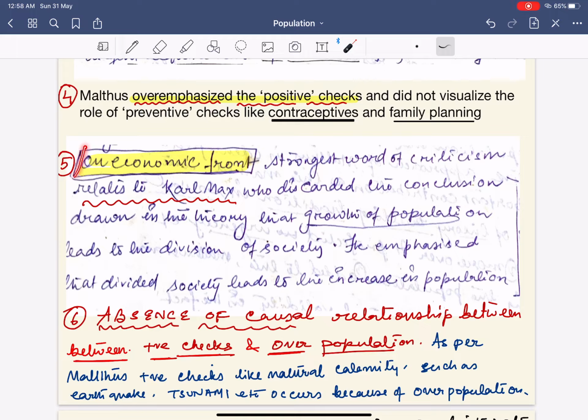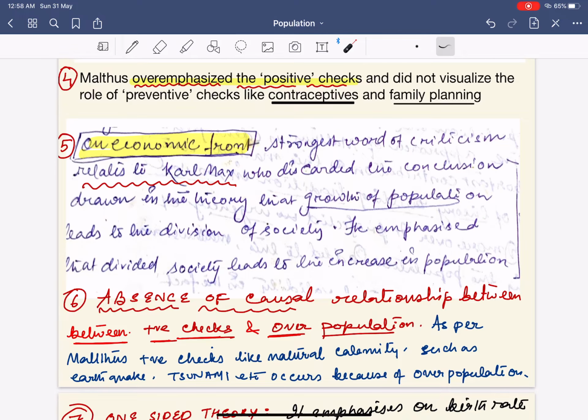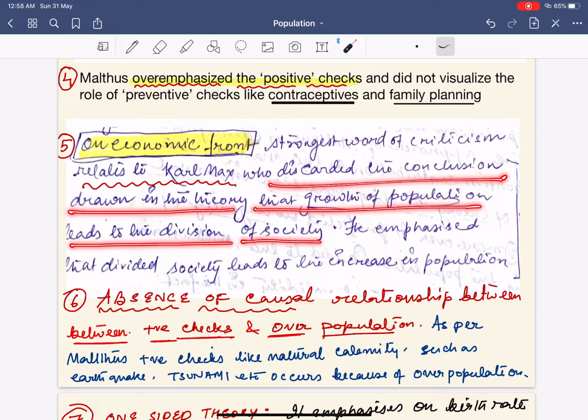Again, on the economic front, he was criticized by Karl Marx. Obviously, most of us know who Karl Marx is, father of communism, father of the theory of communism. Now, Karl Marx discarded the conclusion drawn in this theory that growth of population leads to the division of the society. He emphasized that the divided society leads to the increase in population.